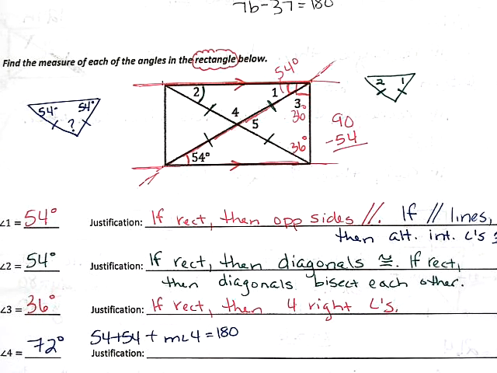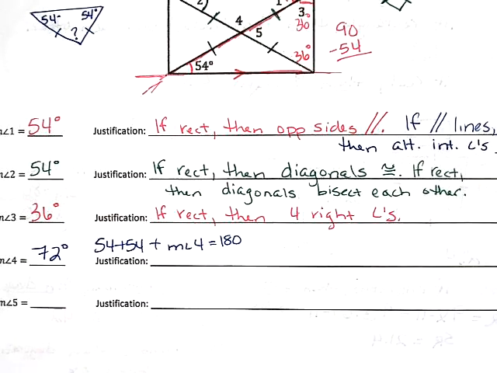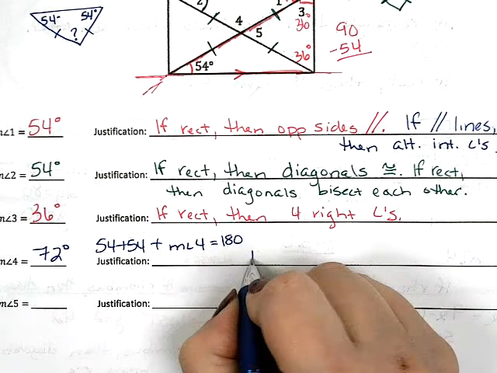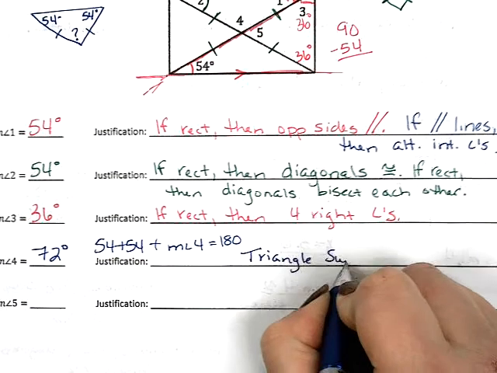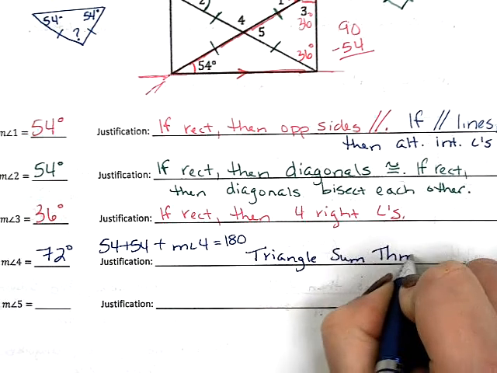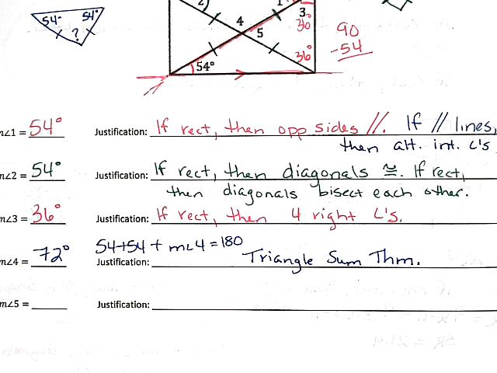Okay, and we actually know that that justification is going to be the one that I let you not write an if-then for. This is because of the triangle sum theorem. We know that the sum of the interior angles has to be 180 degrees. That one has nothing to do with the fact that it's a rectangle, but we couldn't have gotten angles 1 and 2 without knowing that it was a rectangle. Okay, does that kind of make sense?